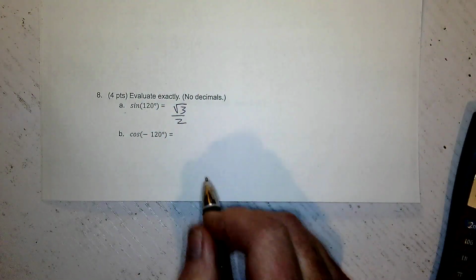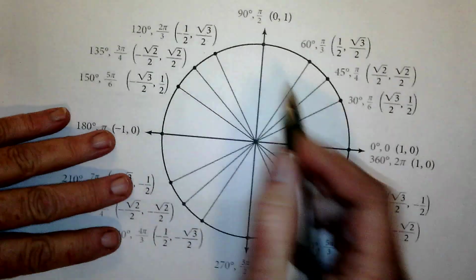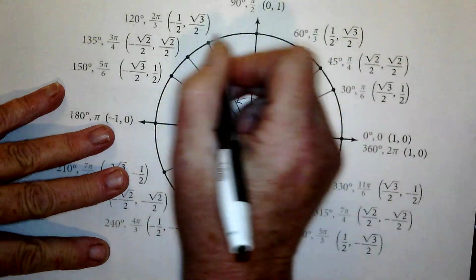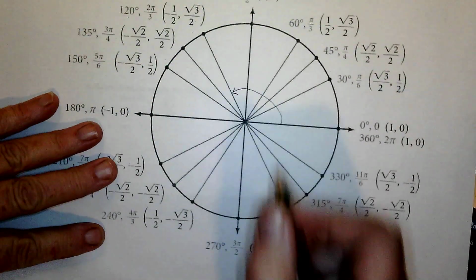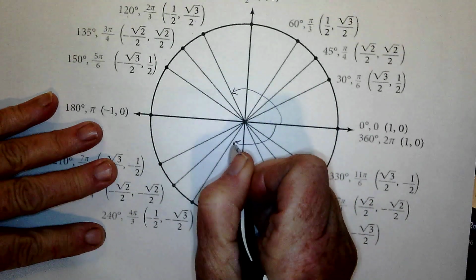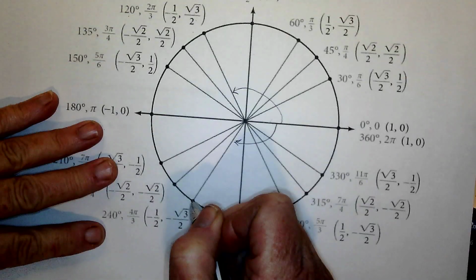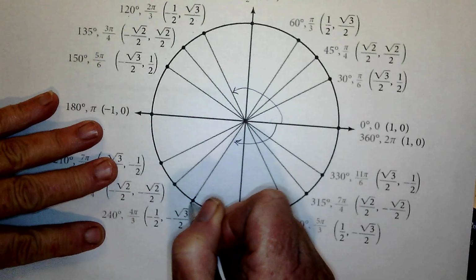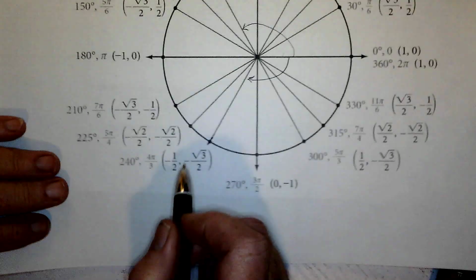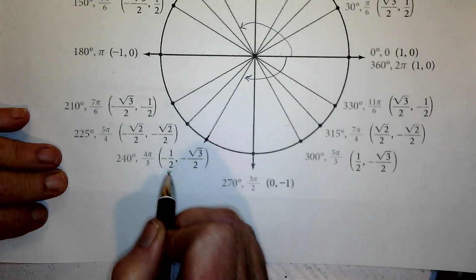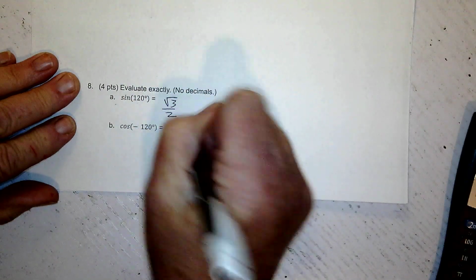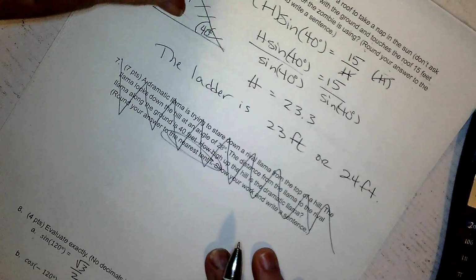The next one was cosine of negative 120 degrees. So if going this direction and landing here is 120 degrees, if I wanted the negative version, I'm going to go the same distance around the other way, stopping at this one right here at 240 degrees. And I asked for the cosine, so that means the x value of this angle, which is negative 1/2.